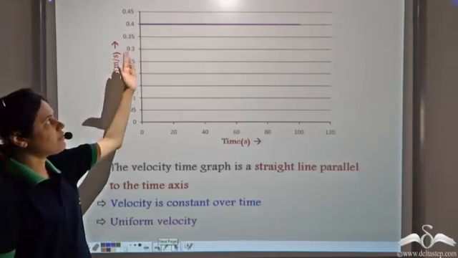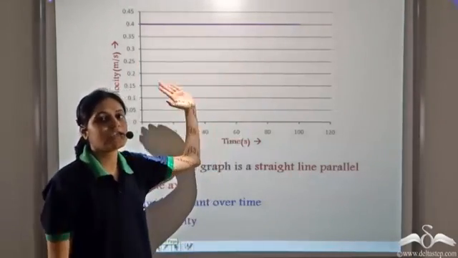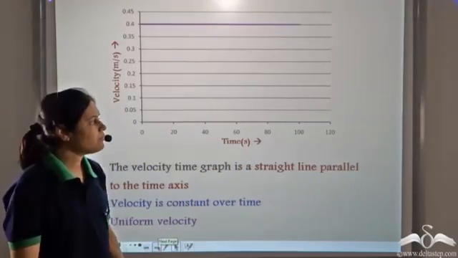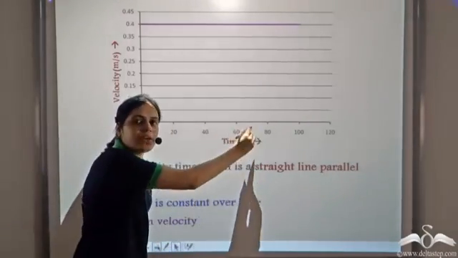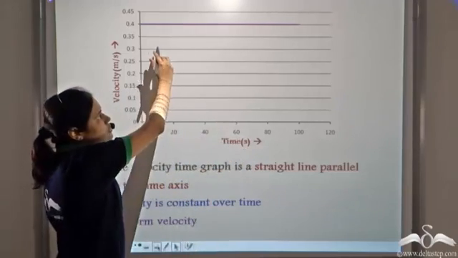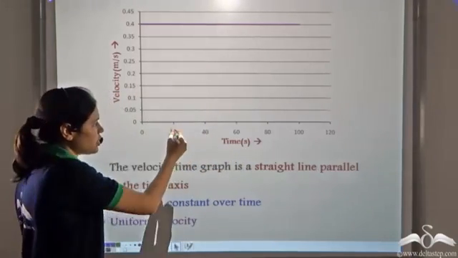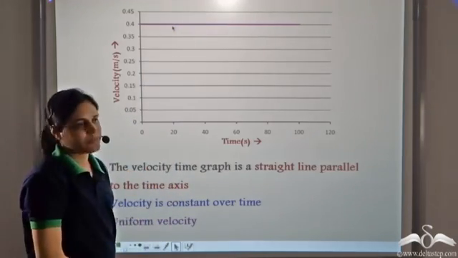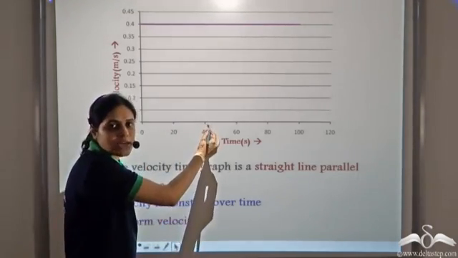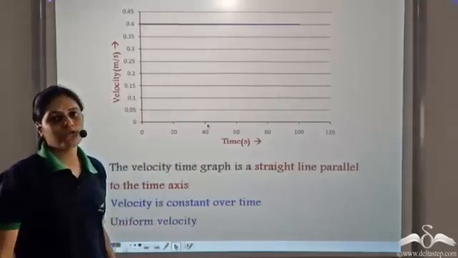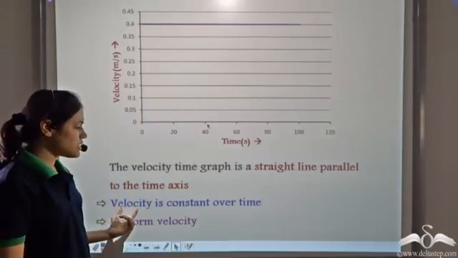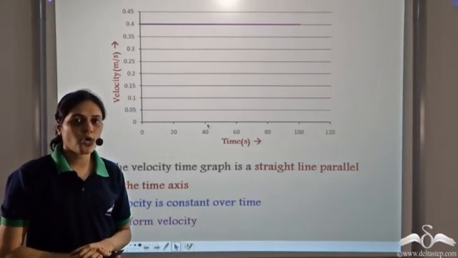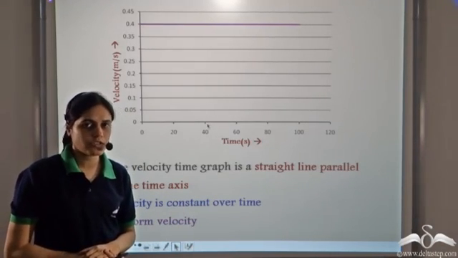Now we see that velocity time graph for tortoise is a straight line parallel to the time axis. What does it mean? It means that even as the time increases, velocity remains unchanged. At time equal to 20 seconds, velocity is 0.4 meters per second. At time equal to 40 seconds, velocity is 0.4 meters per second. So velocity is constant over time, and we can say that the tortoise is moving with uniform velocity.